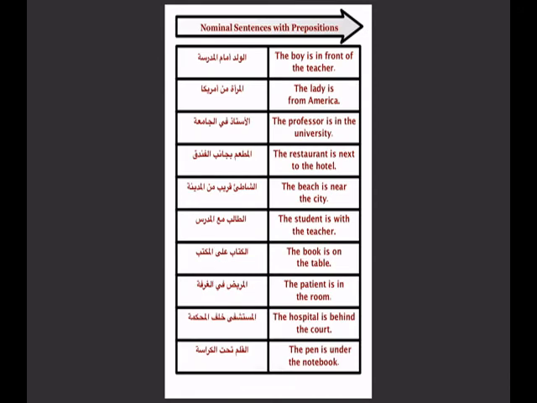So the first sentence we have is al-waladu, ismu marifa, a definite noun, followed by أمام المدرسة. Al-waladu, the boy. أمام is in front of. المدرسة is school. It's a typographical error here in the translation. It's not the boy is in front of the teacher. Instead, it is the boy is in front of the school.